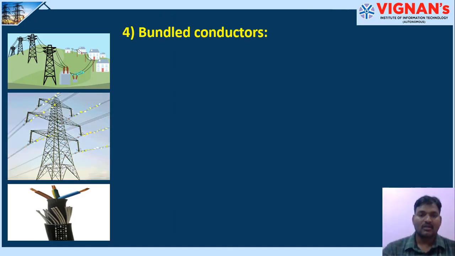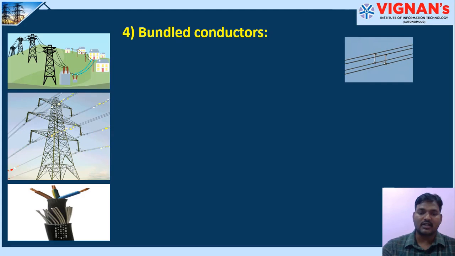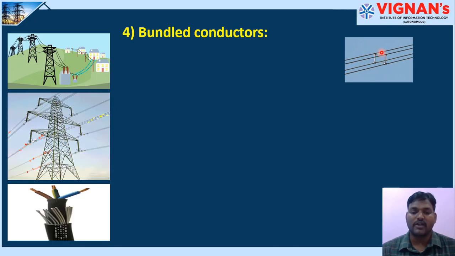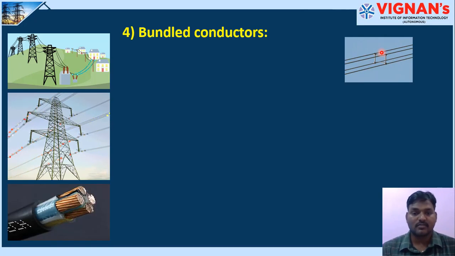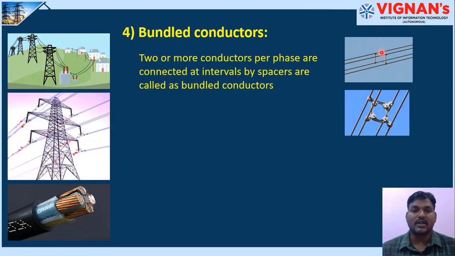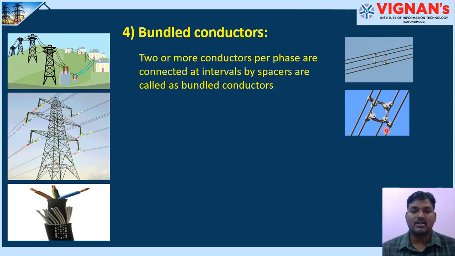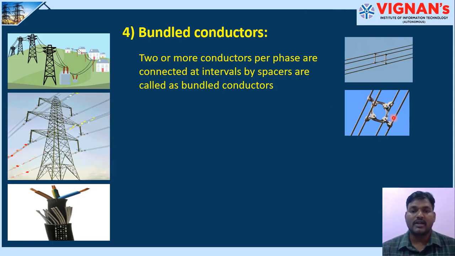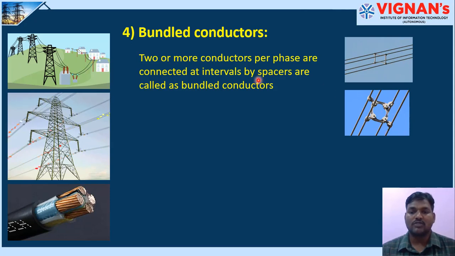Bundled conductors. So here you can see there are 4 conductors that are bundled together to carry the current in each phase. They are basically used to reduce the effect of corona, that is to reduce the voltage gradient across the conductor. So here you can see in this picture there are 4 conductors that are used for the same phase and are connected at intervals by the spacers, which are called bundle conductors. So in bundle conductors, all these conductors are separated from each other by the use of spacers.